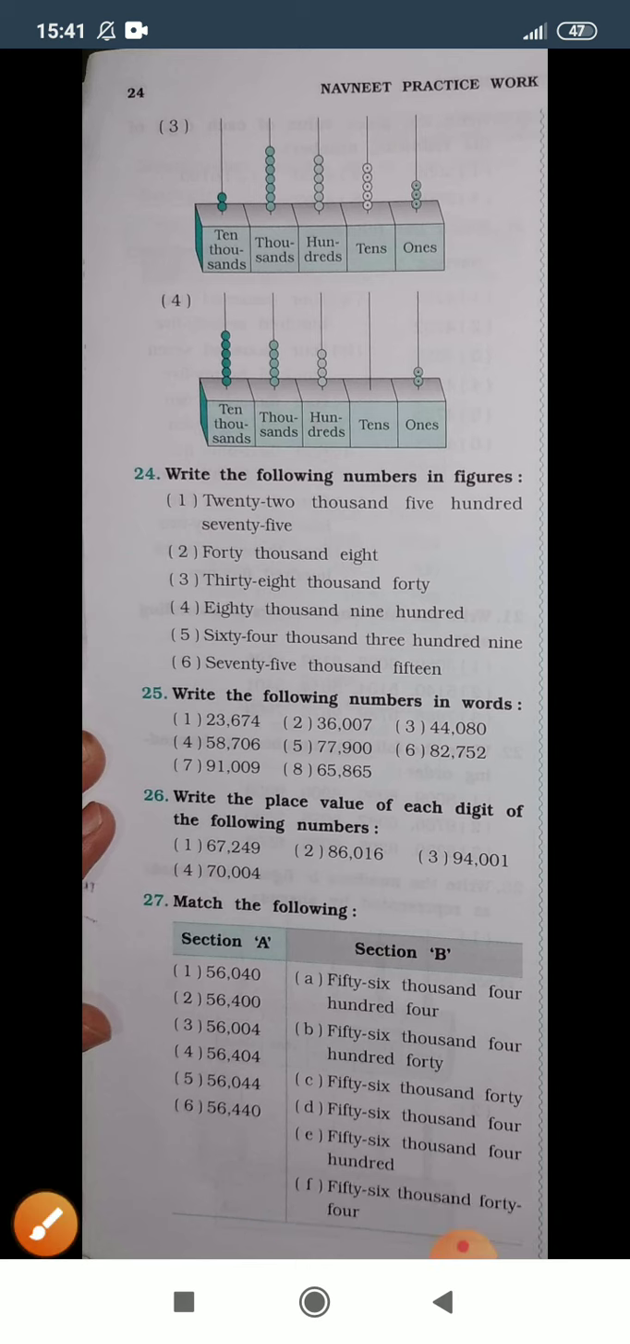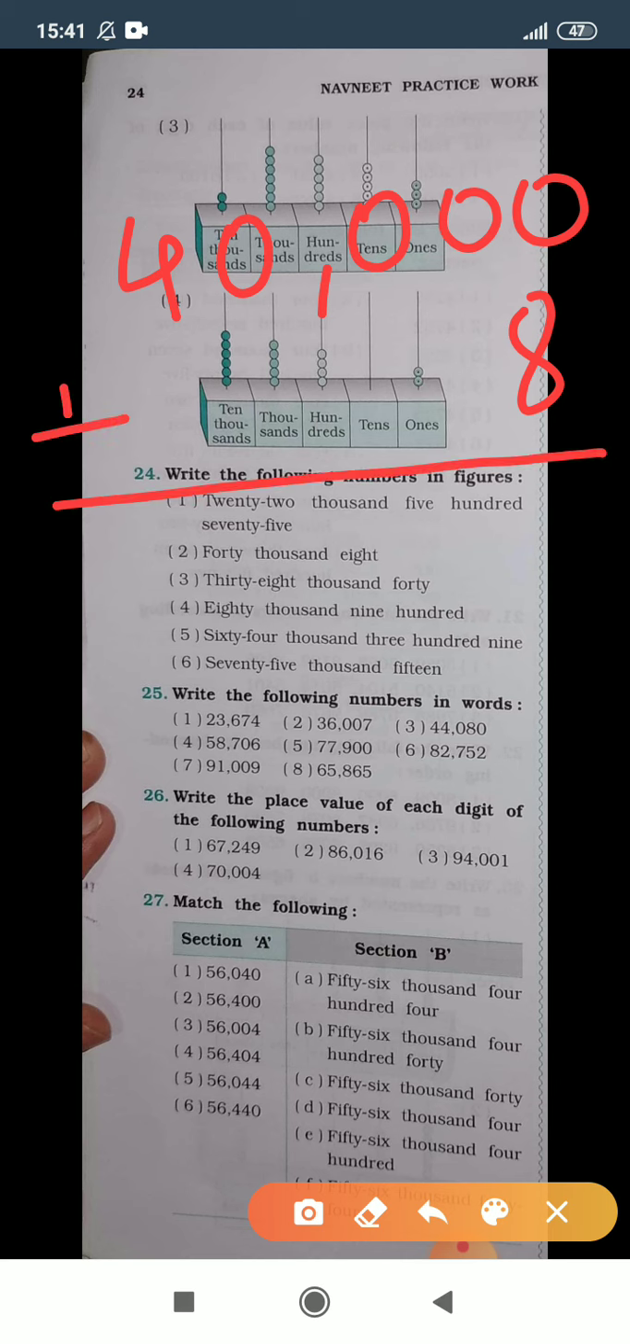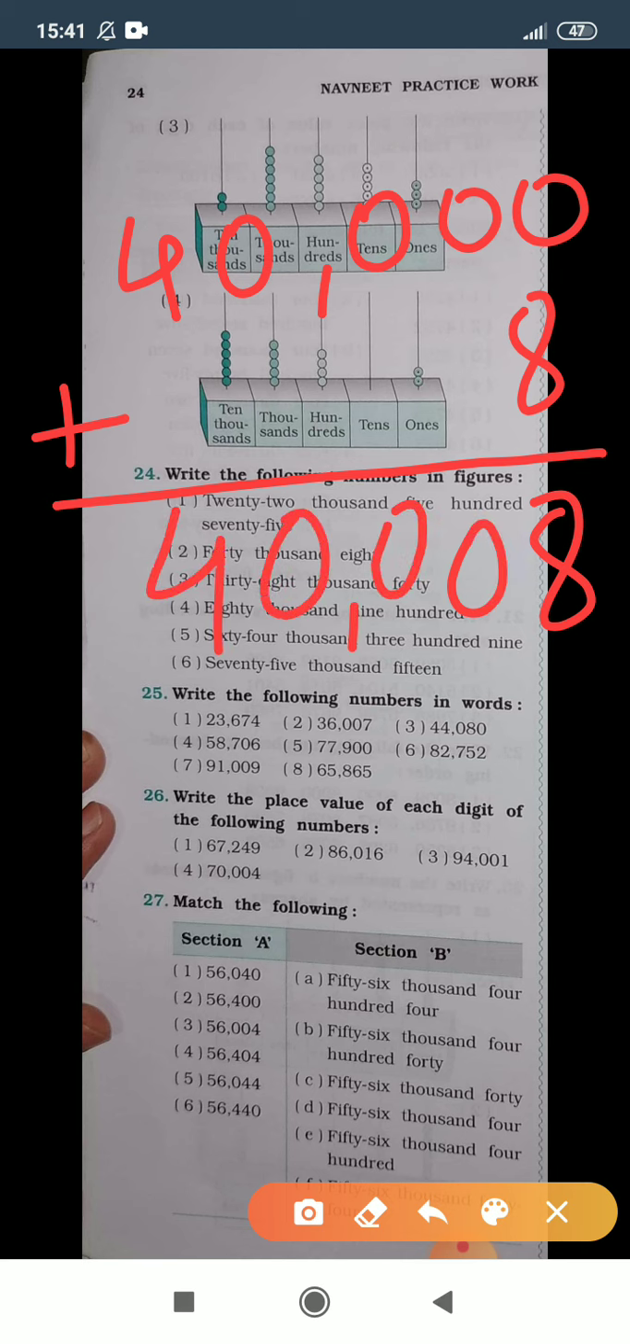40,008. Let's solve this. First we'll write 40,000, and 8 is a single, that means it is on ones place, so we'll write it on ones place. So add these two numbers. Your answer is 40,008, that means 40008 in numbers.